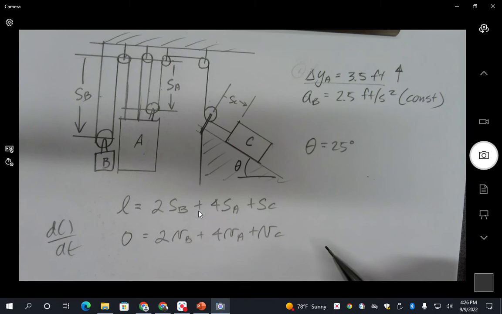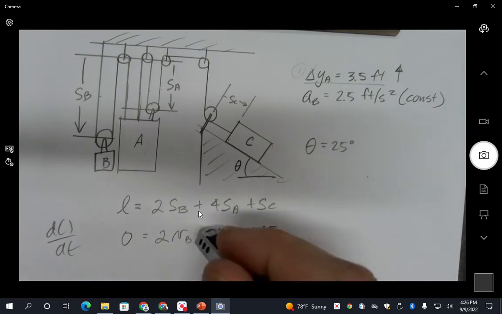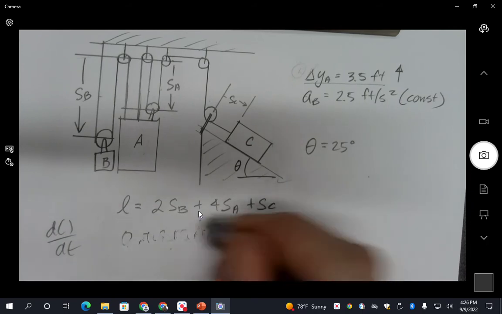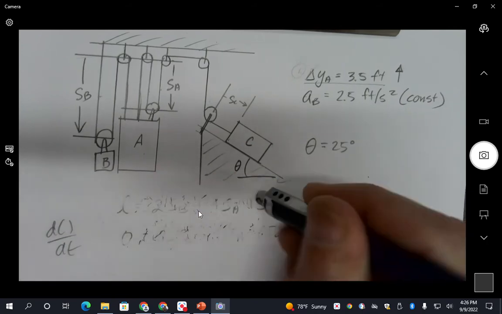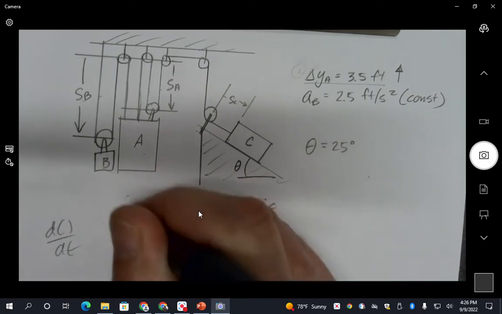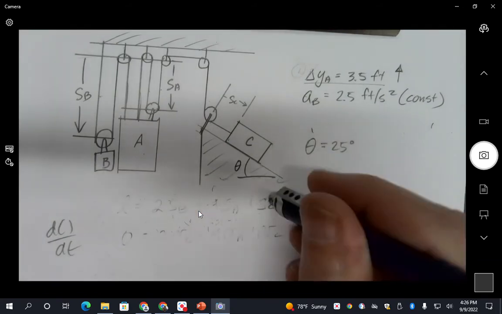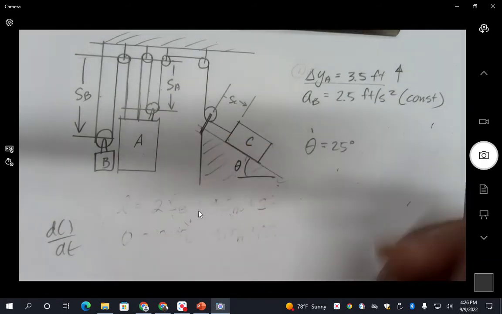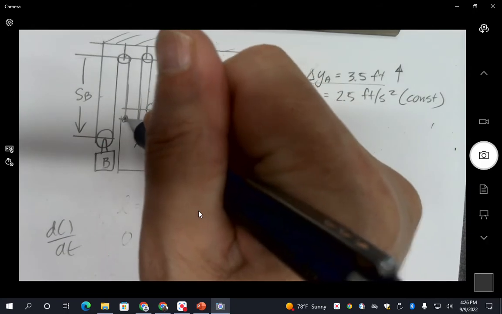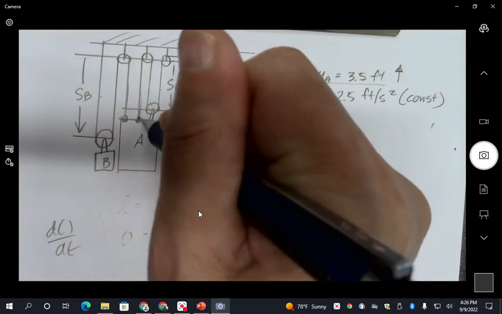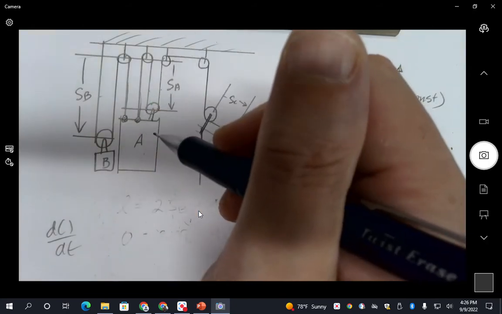Wait a minute. I messed something up. My bad. I'm sorry. Why would it be 5 SA? No, there is space between. There's space between here. See, these are separate cables. Oh. Yeah, I went too fast.